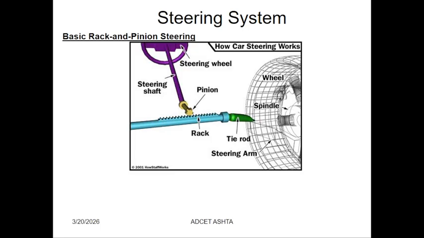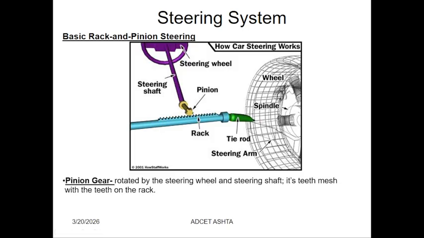Again, I would like to show another image here. This is nothing but the steering shaft. This steering shaft is connected to the pinion. This pinion is connected to the rack, this horizontal shaft with threads or teeth, and the rack is connected with the help of the spindle, tie rod or steering arms. The pinion gear is rotated by the steering wheel and steering shaft, and its teeth mesh with the teeth on the rack.